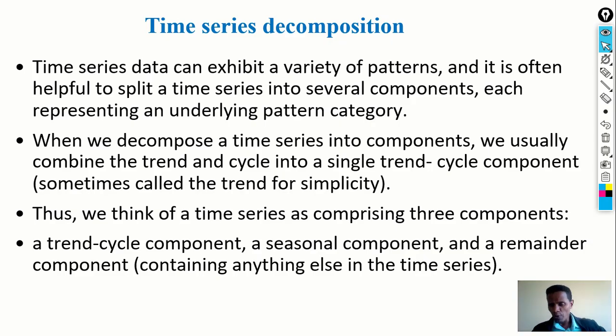When we decompose a time series into components, we usually combine the trend and the cycle into a single trend-cycle component. So the trend and the cycle will be combined into a single component, and for simplicity, we say simply trend. But in that one component, there will always be trend and cycle.